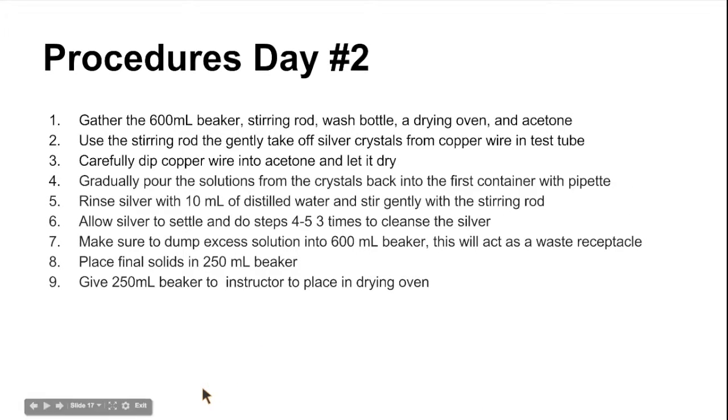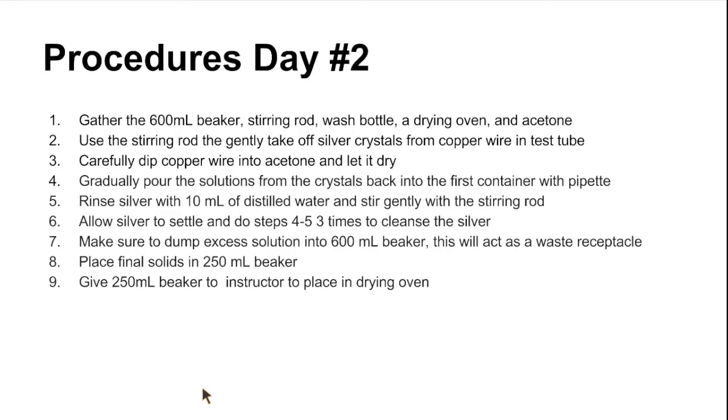To start off day 2, gather your materials including a 600 milliliter beaker, a stirring rod, a wash bottle, a drying oven, and some acetone. Use the stirring rod to gently take off crystals from the copper wire in the test tube. Carefully dip your copper wire into the acetone and let it dry for a couple of minutes. Gradually pour the solution from the crystal back into the first container with a pipette.